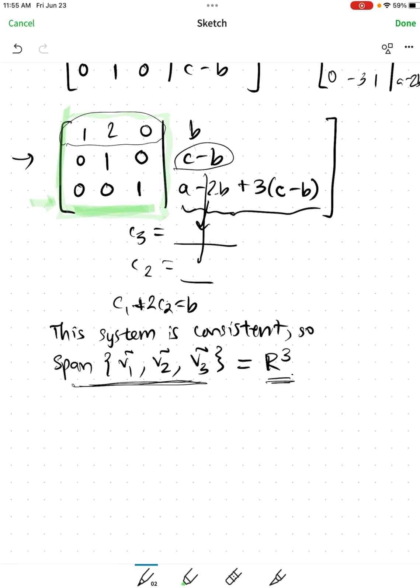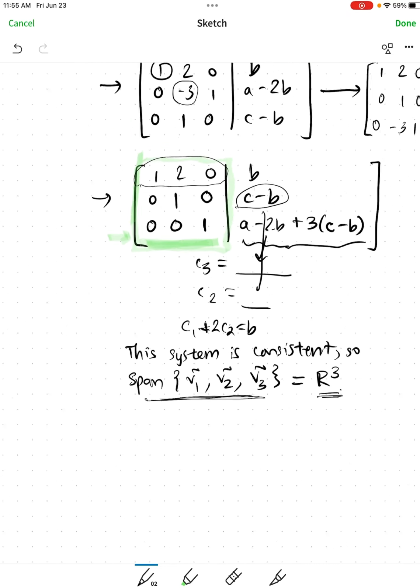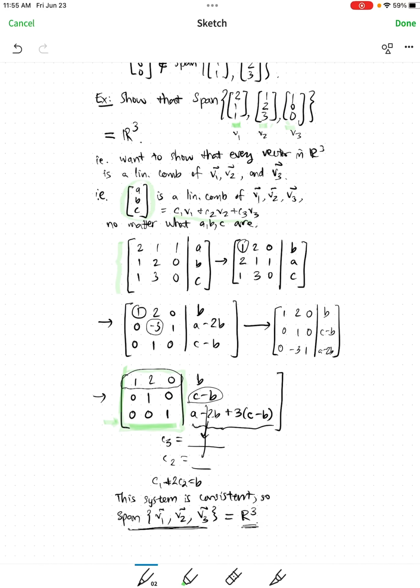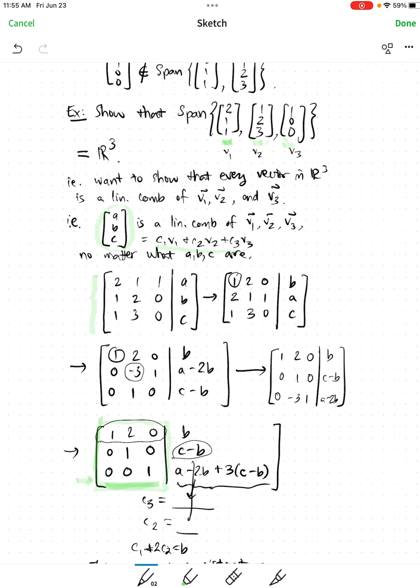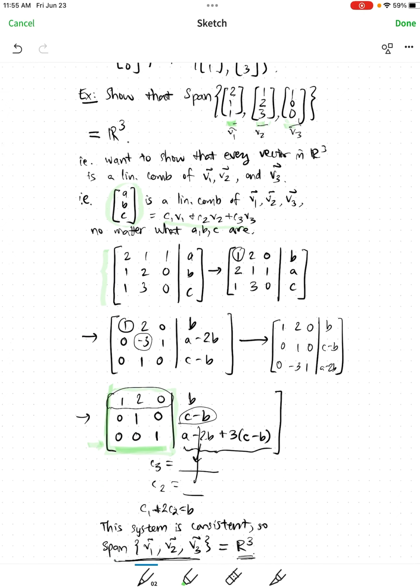But the main bulk of the problem is to show the reverse, that whenever you have a vector in R3, it is a linear combination of these three vectors, V1, V2, and V3. Okay, that's the answer. We just did the problem.